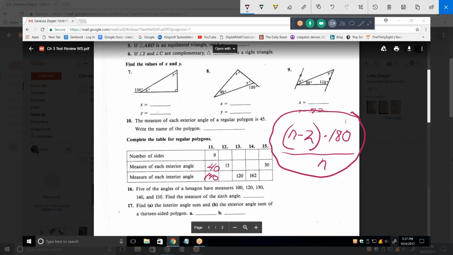Okay, so now we have to work backwards essentially. If the measure of each exterior angle is 15 degrees, how many sides does it have? In other words, they're giving us row 2 and they want row 1 and row 3. Would there be 24 sides? And you got that by dividing 360 by 15? Yes.